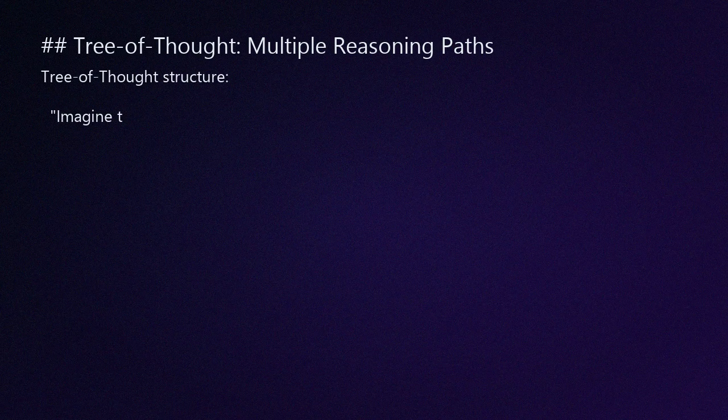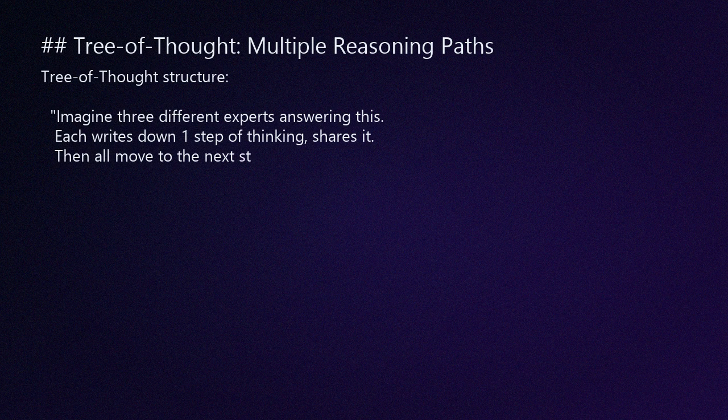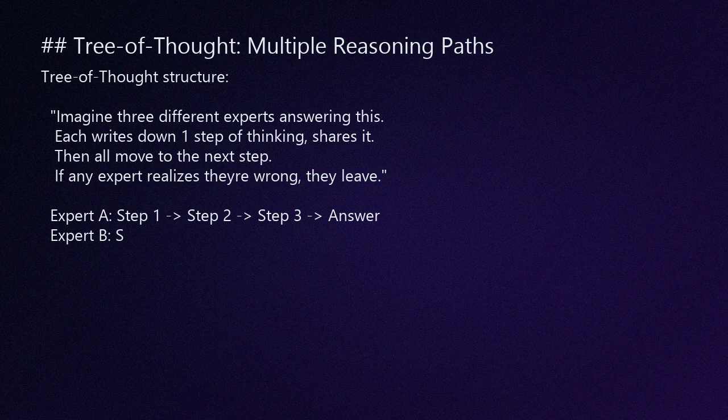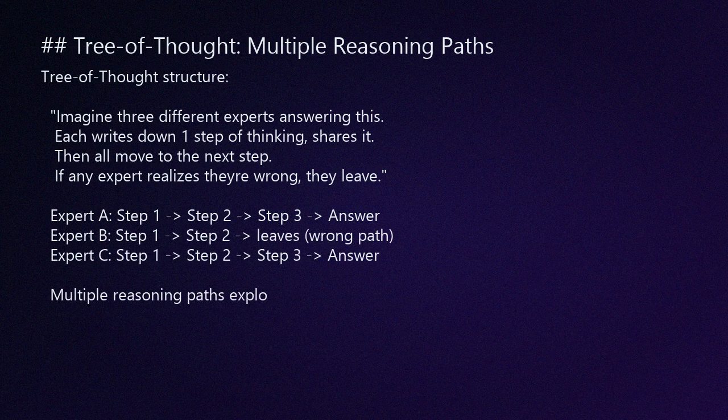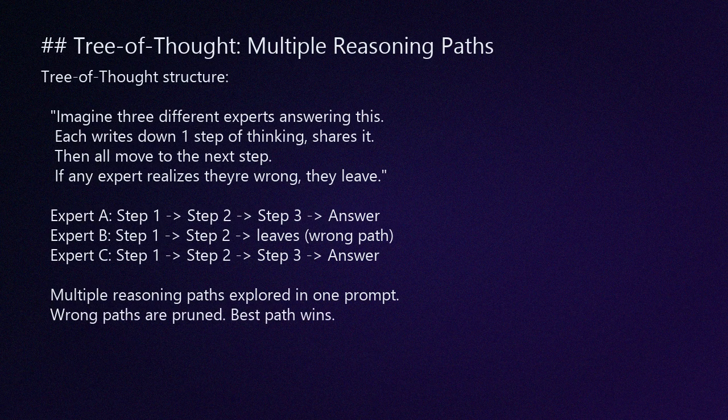Chain of thought follows a single reasoning path. Tree of thought goes further. It prompts the model to simulate multiple experts' reasoning in parallel, each contributing one step at a time, and to discard any expert whose reasoning turns out to be wrong. The result is a kind of internal debate that tends to produce more robust answers for complex problems.